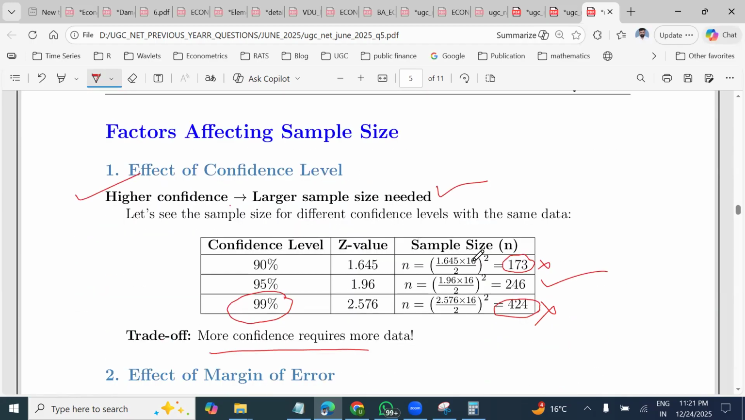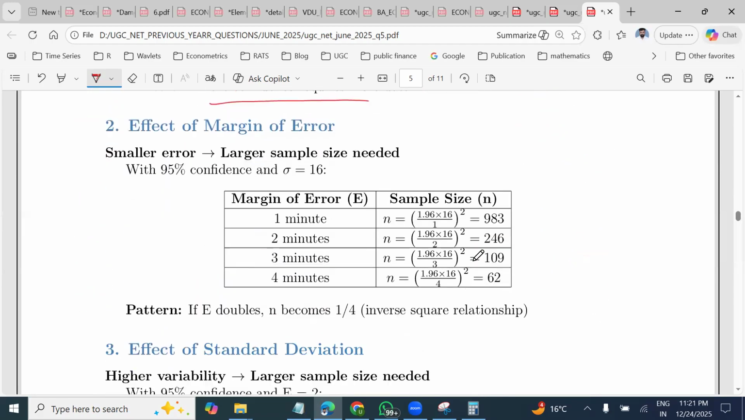I will give this to you to read. I think I have not shared all these documents with you. Yesterday's discussion and today's discussion I'll share. Yes, sir. Okay. So now what is the effect of margin of error? Smaller error means you need a large sample, with 95% confidence and sigma 16. Let's see the margin of error. What is the margin of error the question is asking, Sangeeta? 2 minutes, right?